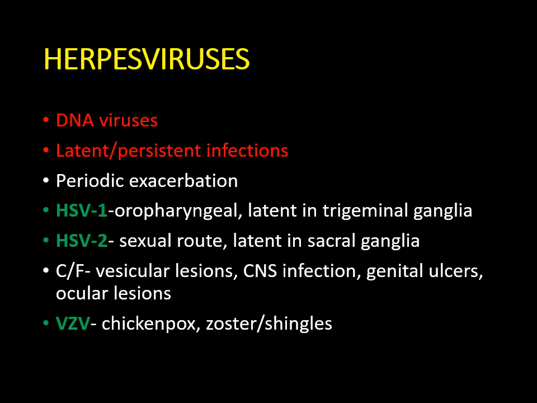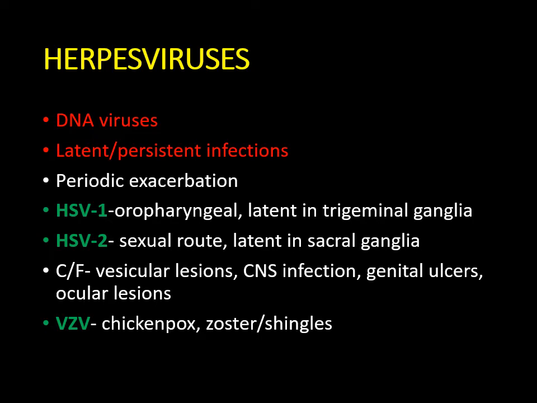Then the whole herpes family is a DNA virus group, and what is very common for these viruses is that they cause latent or persistent infection. That means these viruses go into a latent form. Latent form is a very silent form. They are not replicating, and when they get the chance, at that time there will be replication, and then again it becomes active. So there will be periodic exacerbation.